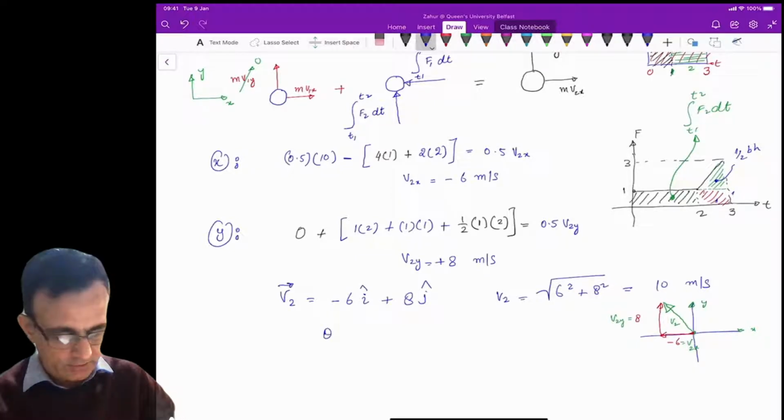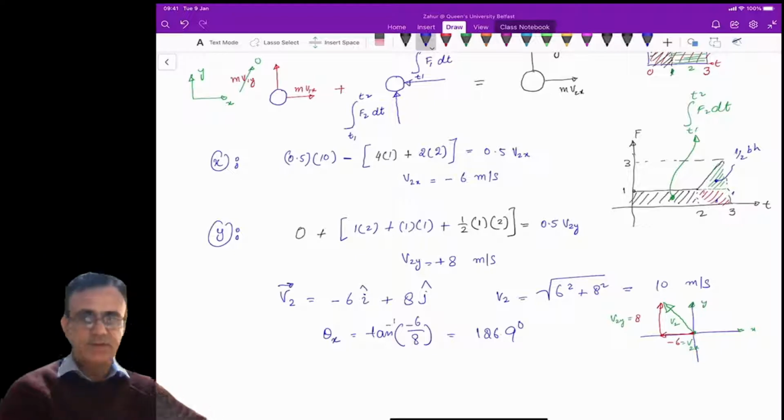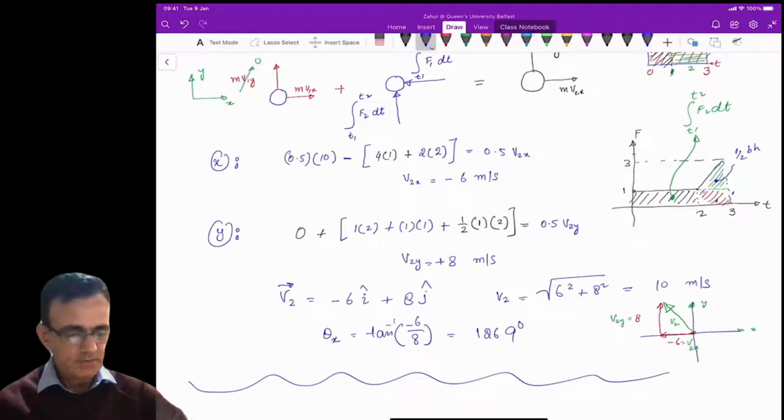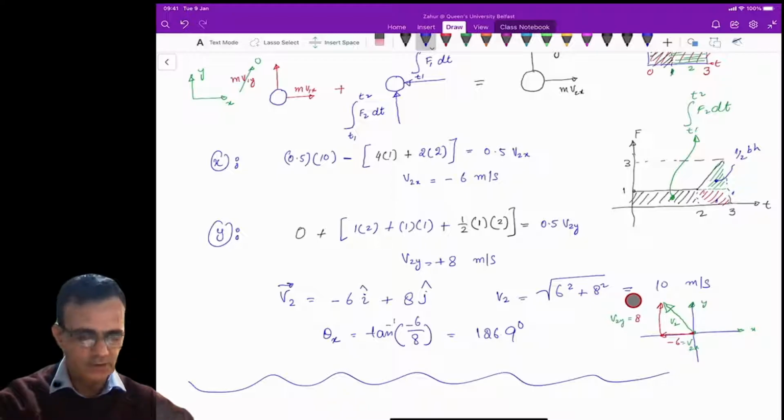So you can use this theta with the x-axis, so tangent inverse of minus 6 by 8, and you will get the angle of 126.9 degrees here. So this is how we can calculate the final velocity. And because the final velocity is a vector, you need to calculate its magnitude and also its direction.